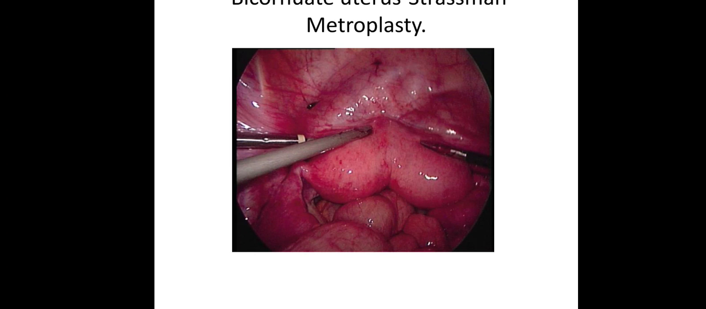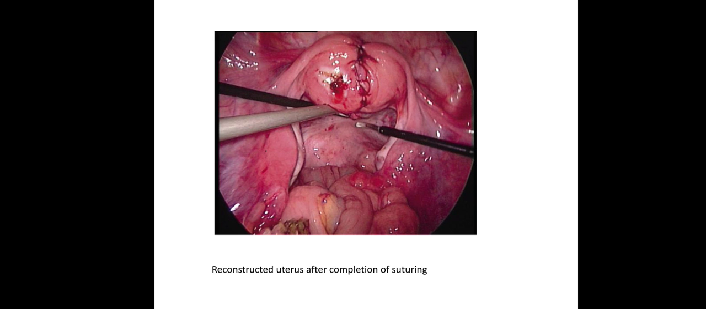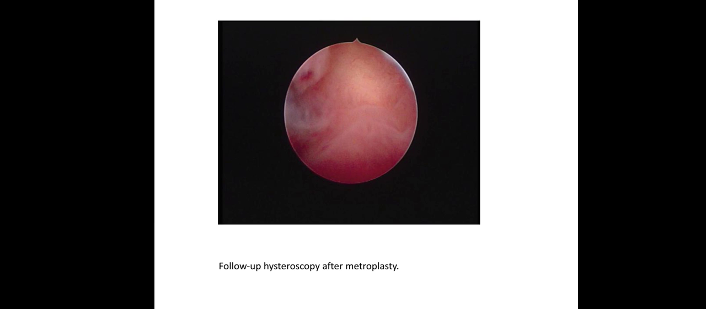Then, when we talk about treatment, the first is creation of a neovagina. Second are the assisted reproductive techniques, which can aid the reproductive requirements. Third is metroplasty, which is done for bicornuate uterus. You can see this is a bicornuate uterus where metroplasty will be done. That's a laparoscopic picture. The triangle is the area they'll resect and then stitch together. They resect that area and suture it together, giving a reconstructed uterus, and this is the hysteroscopy after metroplasty. So the third procedure is metroplasty.